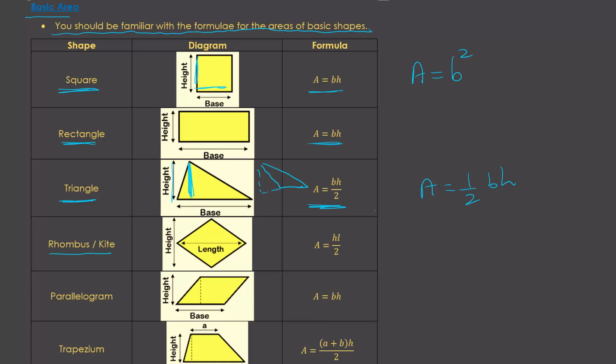Rhombus or kite, A is HL divided by 2. Note the H and the L are the lengths of the diagonals.